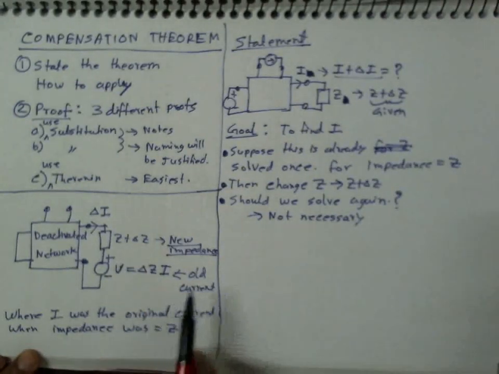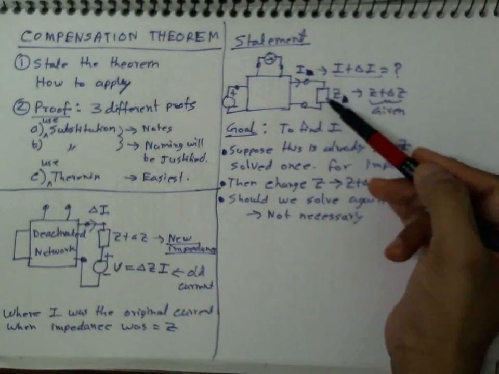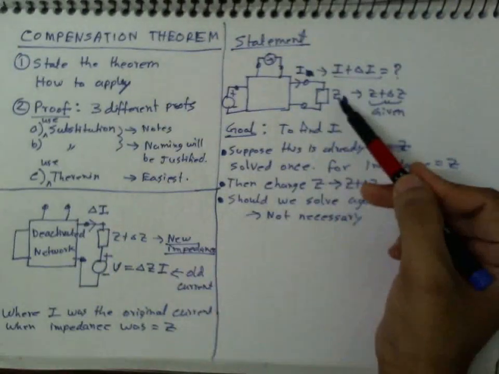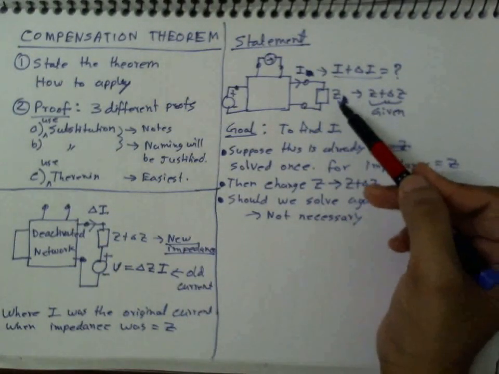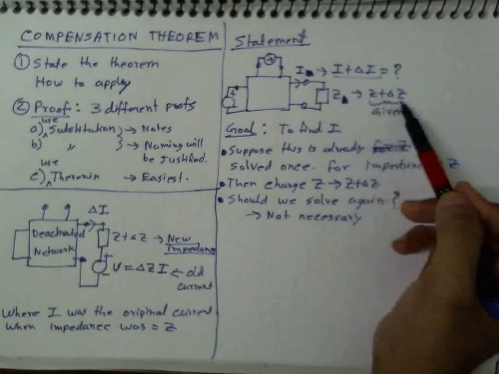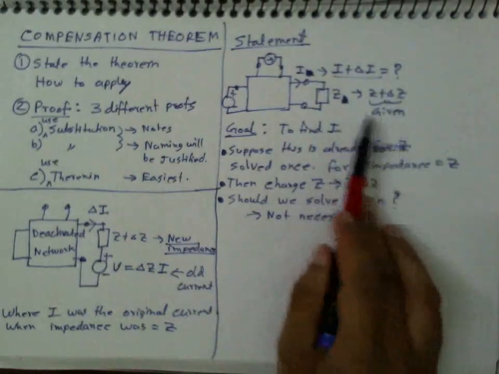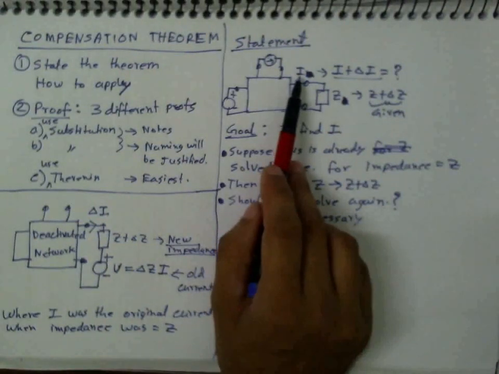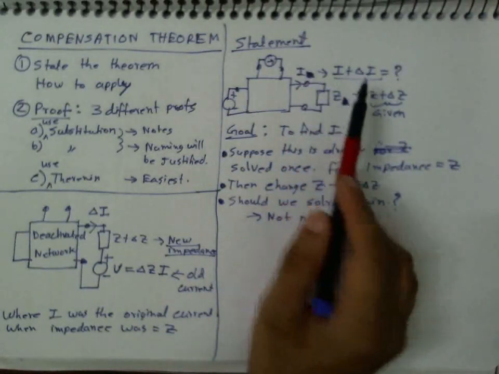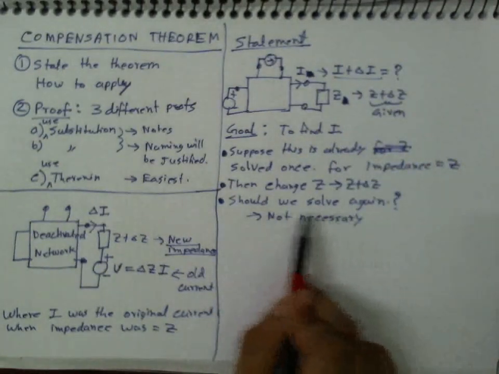Let me restate the situation. I have a network and I'm interested in finding the current in one particular branch. I have solved it already once with a particular value of Z, but then for some reason I have to change this impedance from Z to Z plus delta Z. Suppose this was a motor, I change the motor, so its impedance changes, and then I want to compute the new current, which will be some old current plus some change, I plus delta I, and I want to find what this value is. I do not have to solve it once again.